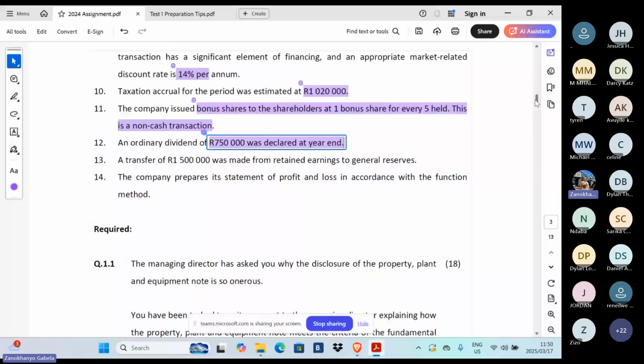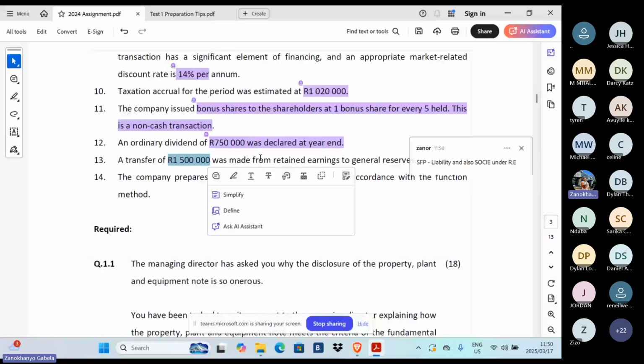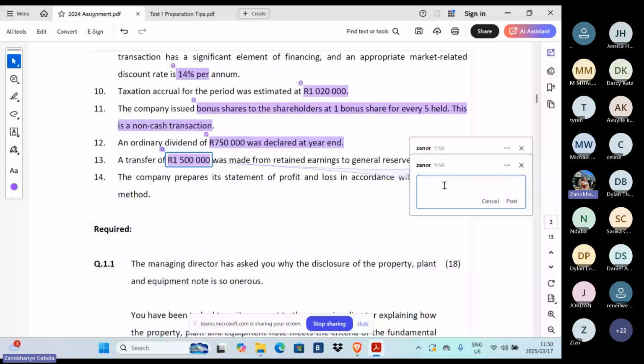A transfer was made from retained earnings. I like this question, very nice and simple. So that means on the statement of changes in equity, we are going to reduce our RE by 1,5 M and then add this 1,5 M under general reserves, which is also part of the statement of changes in equity.